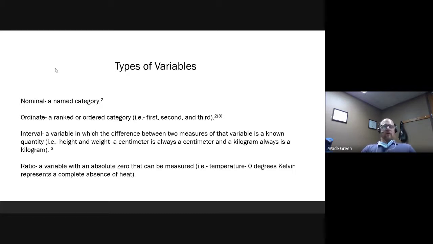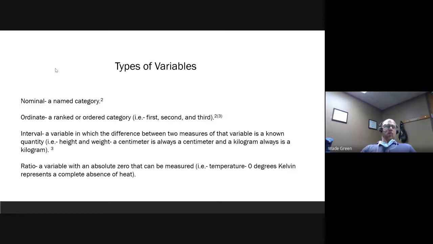So interval variables are variables in which there is a known quantity between two measures of that variable. For example, height and weight. We know that per each foot, right, there are 12 inches. Per each inch, there are 2.54 centimeters, right? And that measure of centimeter is always constant. The measure of a pound or a kilogram is always a kilogram. And there are units that describe and delineate 1 kilogram from 2 kilograms.